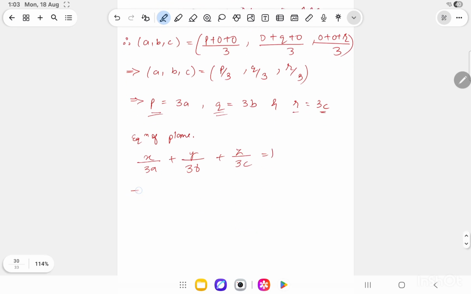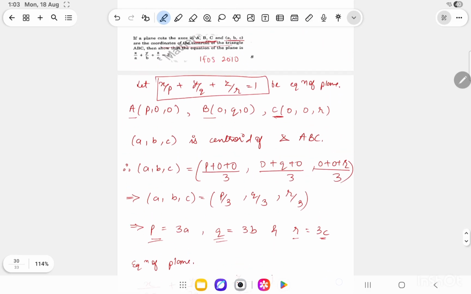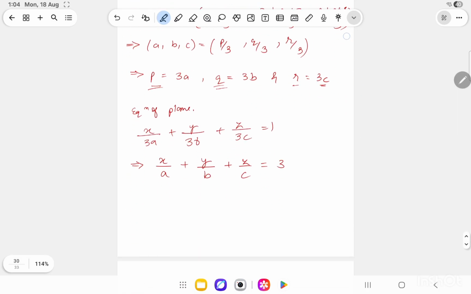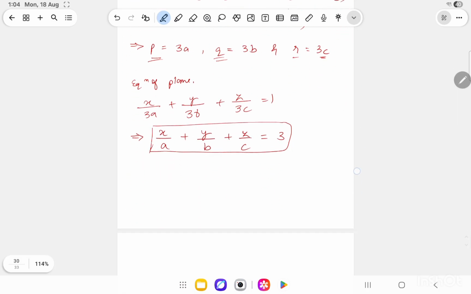So if I simplify it, I'll get x upon a plus y upon b plus z upon c equals 3. And I guess this is what we are supposed to prove. Yeah, we are supposed to show that the equation of the plane is this. So this is also a simple question. So let us move on to the next.